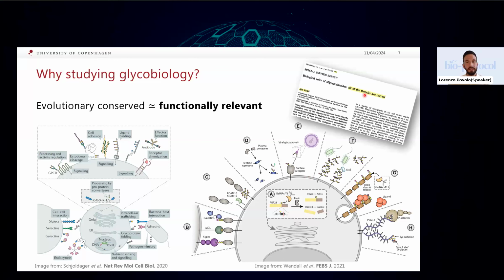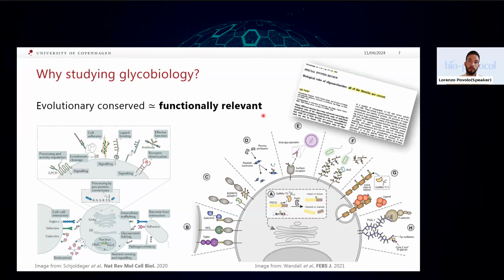This evidence is supported by a seminal review in the field of glycobiology from Ajit Varki, one of the most important glycobiologists, where already in the mid-90s he suggested that all of the theories regarding glycan functions are correct. So this already gives you an idea of the importance of studying protein glycosylation.